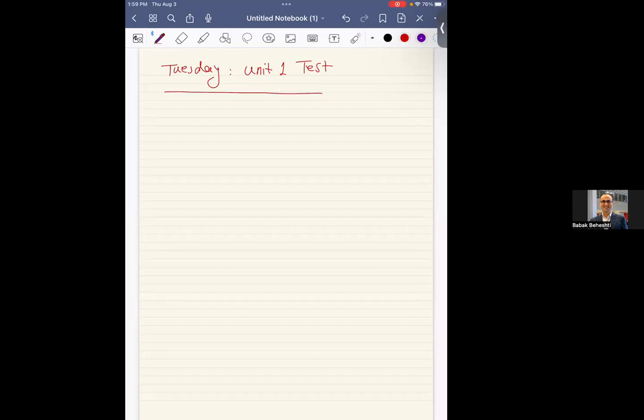So now I want to begin unit 2, which is about exponential and logarithm. So exponential and logarithm are basically inverse of each other.